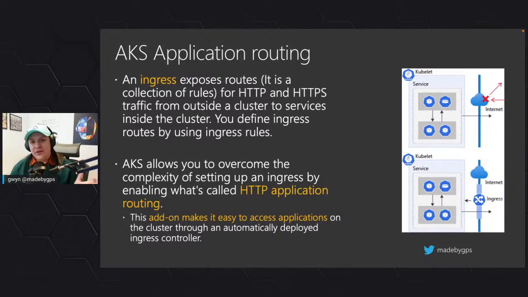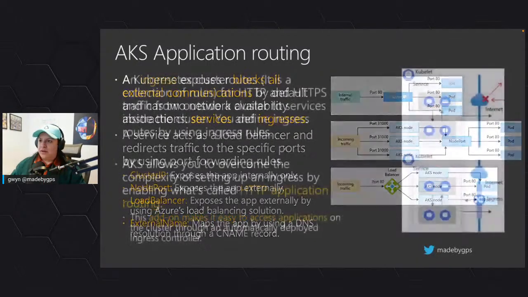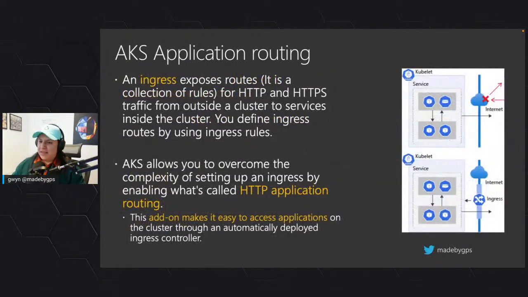So again, we're talking about ingresses and services, when you're trying to figure out which one to use. AKS has this feature called HTTP application routing that you can enable. It's not enabled by default, and you don't have to enable it, but it is a nice add-on that helps overcome this complexity. Again, here we have a little diagram. If you're trying to access the internet via your services, you can't do it. But once you have an ingress set up, you can do it, right? Cool.